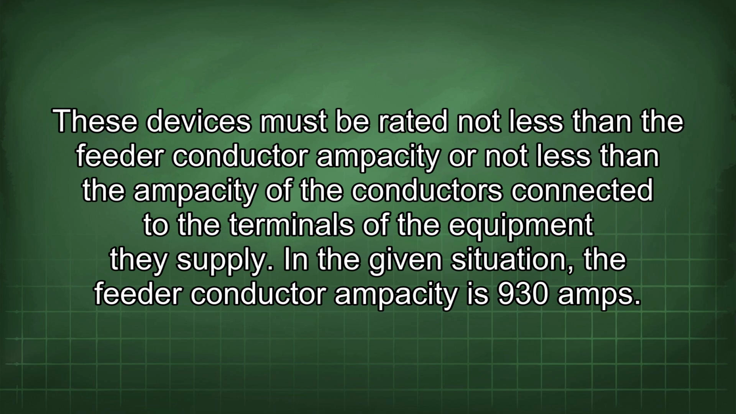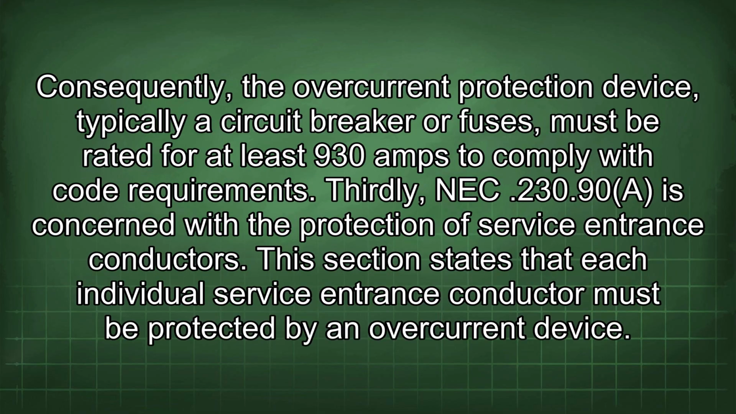In the given situation, the feeder conductor ampacity is 930 amps. Consequently, the overcurrent protection device, typically a circuit breaker or fuses, must be rated for at least 930 amps to comply with code requirements. Thirdly, NEC 230.90 is concerned with the protection of service entrance conductors.